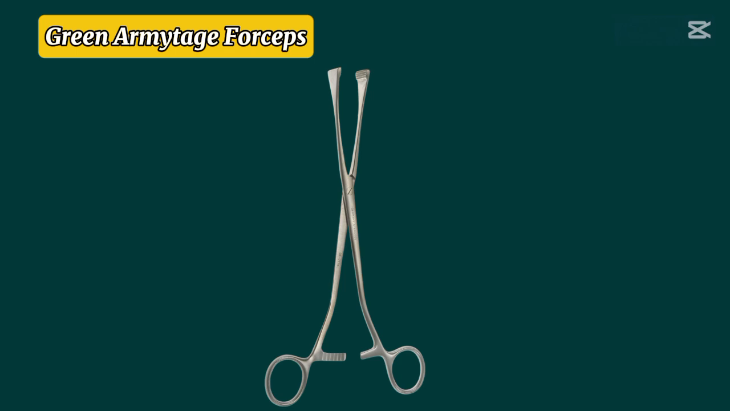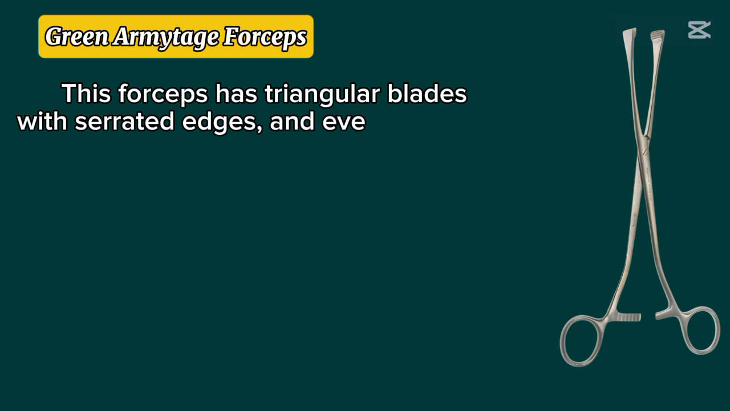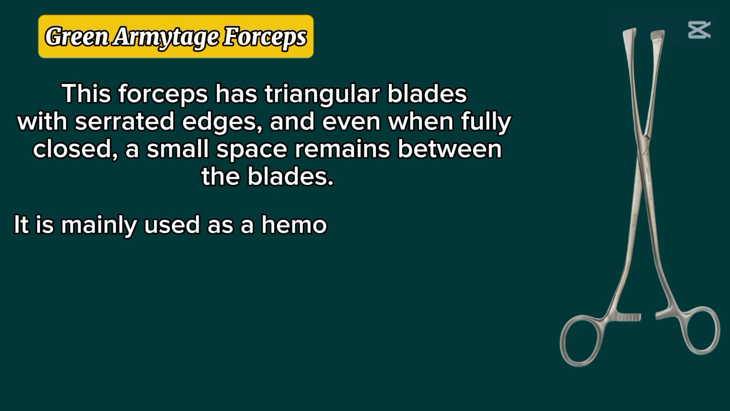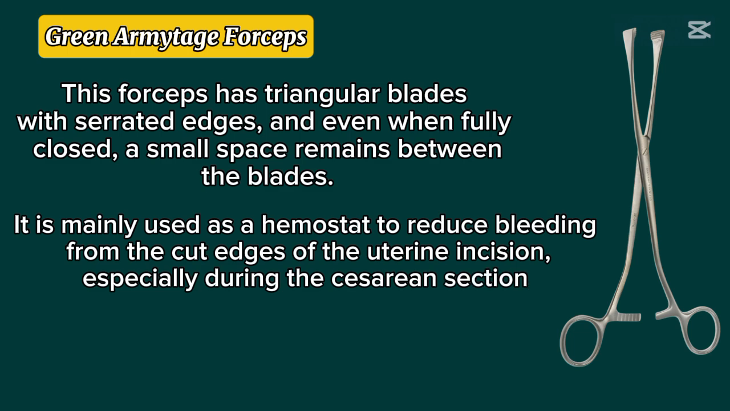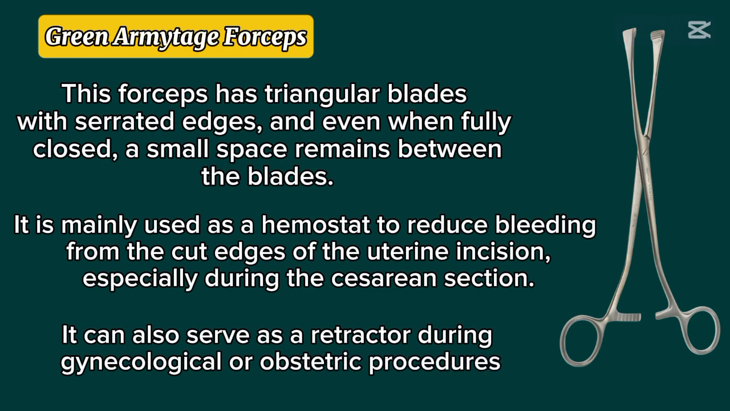Green Armytage Forceps. This forceps has triangular blades with serrated edges, and even when fully closed, a small space remains between the blades. It is mainly used as a hemostat to reduce bleeding from the cut edges of the uterine incision, especially during caesarean section. It can also serve as a retractor during gynecological or obstetric procedures.